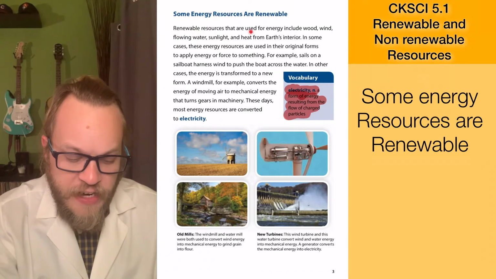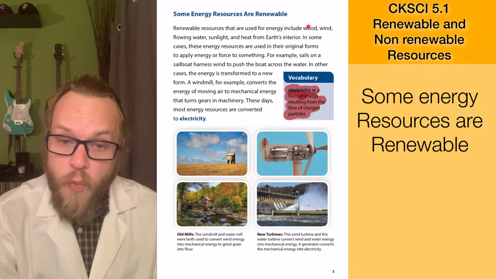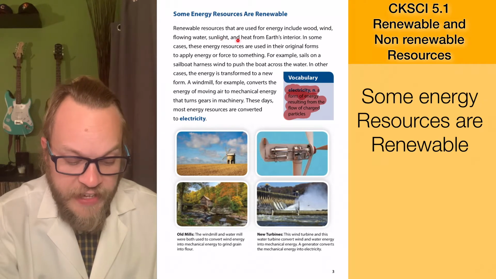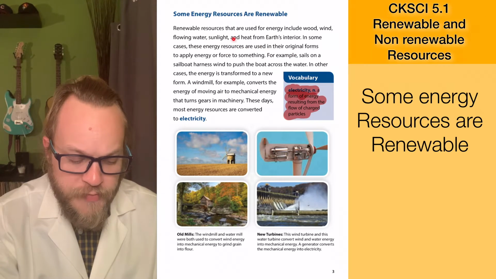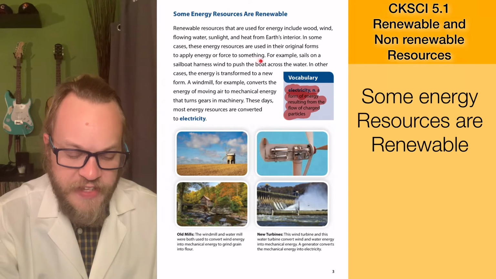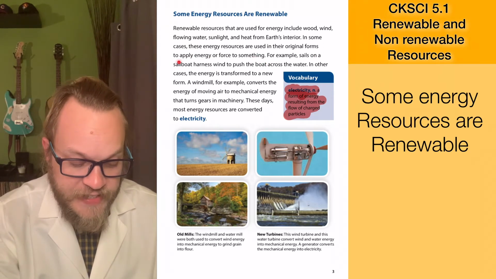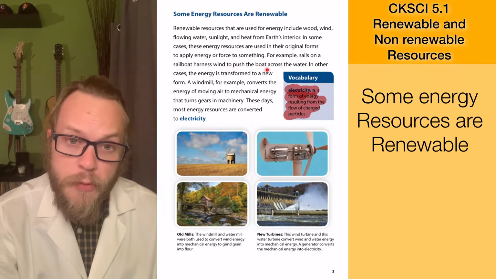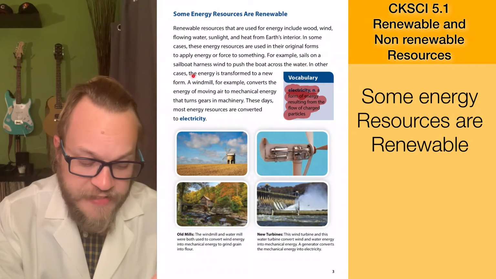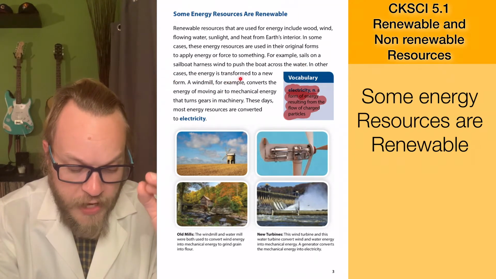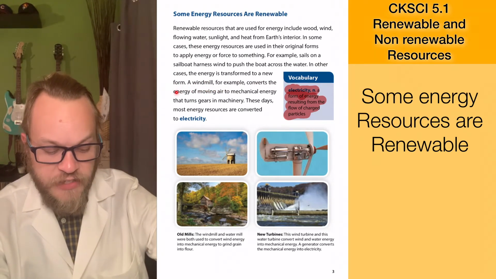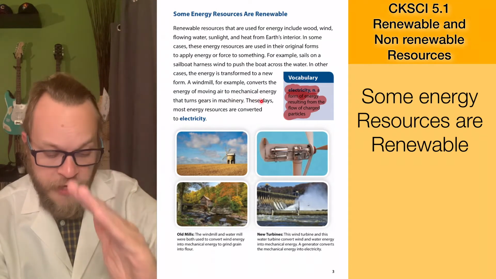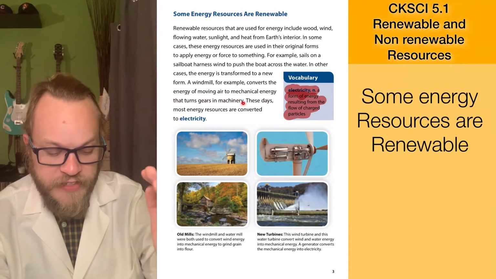Renewable resources that are used for energy include wood, wind, flowing water, sunlight, and heat from Earth's interior. In some cases, these energy resources are used in their original forms to apply energy or force to something. For example, sails on a sailboat harness wind to push the boat across the water. In other cases, the energy is transformed to a new form. A windmill, for example, converts the energy of moving air to a mechanical energy that turns gears into machinery.